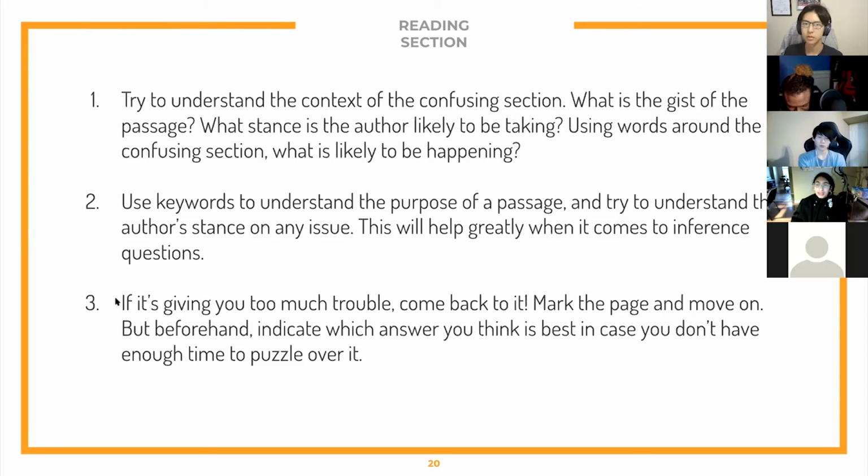So sometimes if you apply all this and you try your very best, but you still can't answer the question, that is completely fine. If it's giving you too much trouble, come back to it, put a little star by the question and move on. But beforehand, since sometimes you may run out of time, lightly indicate which answer you think is best and move on in case you won't be able to come back to it.